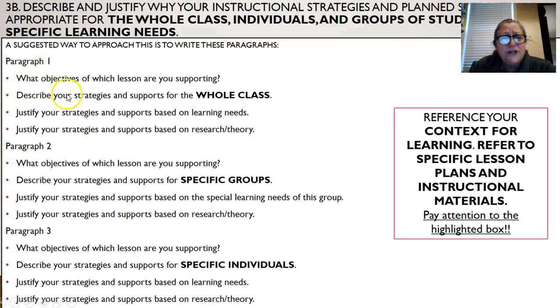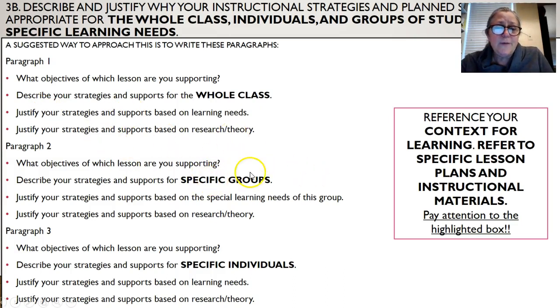Paragraph 1, what objectives of which lesson are you supporting? So first of all, what objective is being supported? Describe your strategies and supports for the whole class, and then justify them based on learning needs. So if you said, for instance, that my students are still struggling with a particular skill, then what did you do to help the whole class learn? And then justify with strategies and supports.